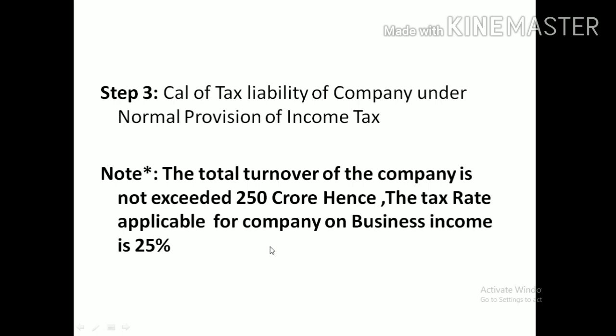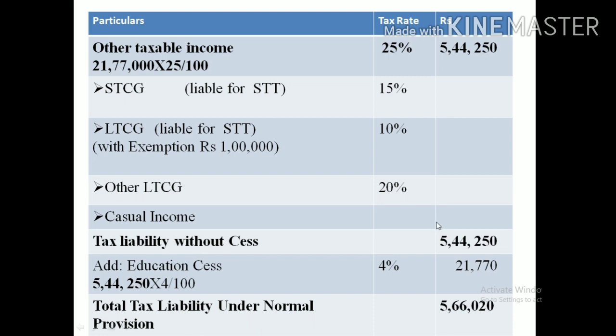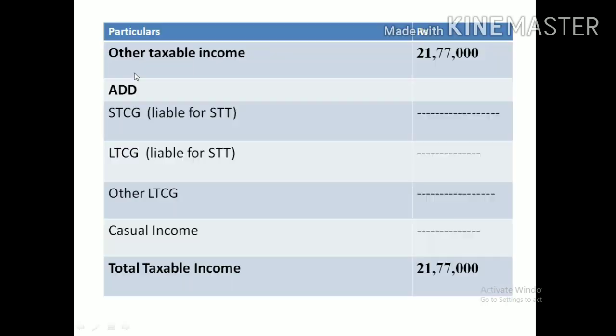Okay, if it exceeds then 30%. But in this problem, the company's turnover does not exceed 250 crores of total turnover. So 25% is applicable as the normal rate. Then next go for calculation of liability. First you should take other taxable income amount, that is 21,77,000, and calculate 25%. Okay, there the amount is available. Please observe the second step. Here other taxable income 21,77,000. This amount should be taken. Okay. Then next one.